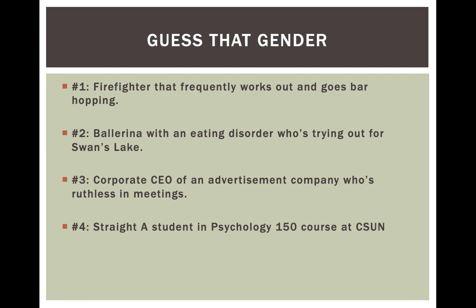Going along with this idea of assigning masculine or feminine with particular traits or characteristics, if we look at some of these examples, we're trying to understand whether something is masculine or feminine, or an individual is masculine or feminine. So a firefighter that frequently works out and goes bar hopping. Oftentimes, individuals are going to assign firefighters to a more masculine job, as opposed to a ballerina with an eating disorder, which you might consider more of a feminine job. But once we get into some of these other ones, it becomes a little harder. A corporate CEO or a straight-A student. So a lot of these are going to be difficult or easier based upon how much bias is associated with a particular role.